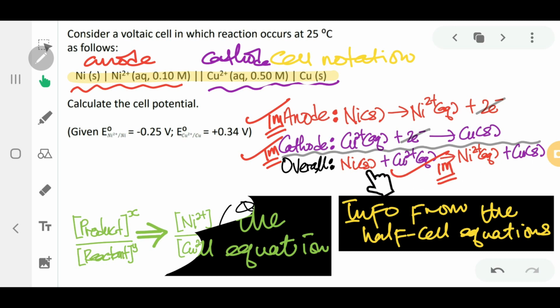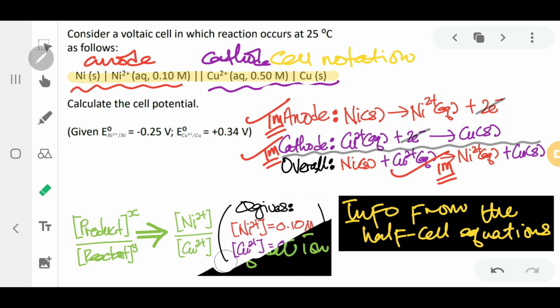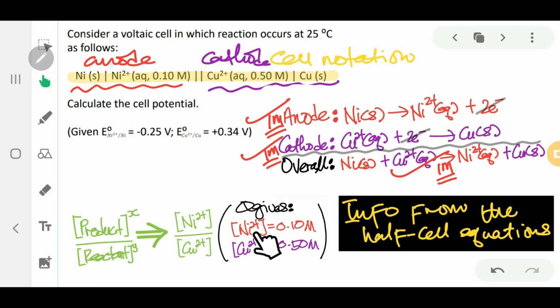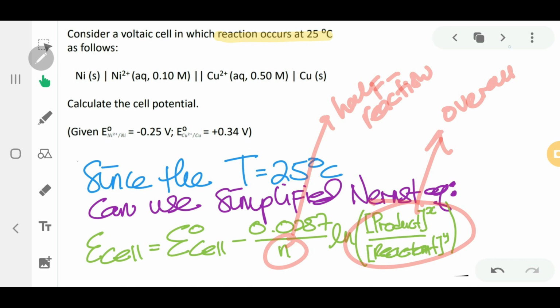Remember, solids will not be involved in the quotient. This is exactly like what we have done in the chemical equilibrium that we have learned in the past. So you're going to write it like this. And the question gives you the information about the concentration. You can see that's right over here, 0.10. And the concentration for Cu2+ aqueous is given there, 0.50. And this is the quotient that we need to put in here.